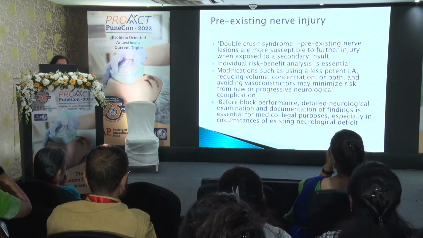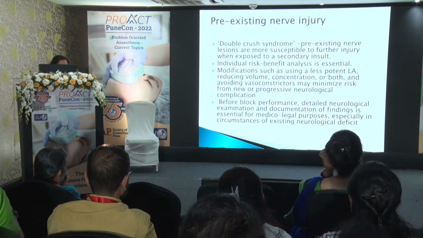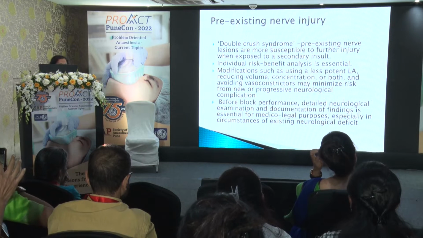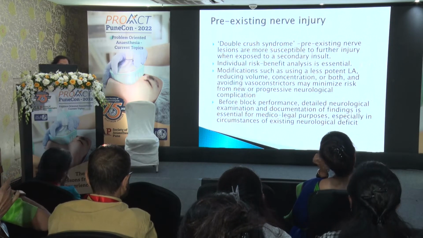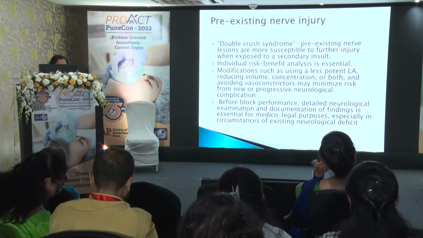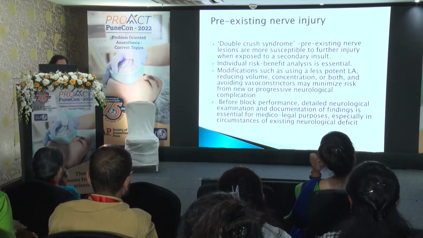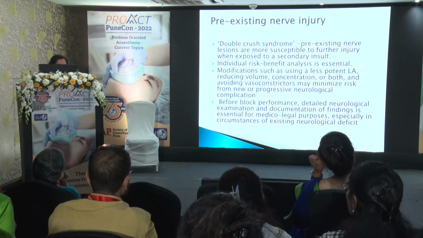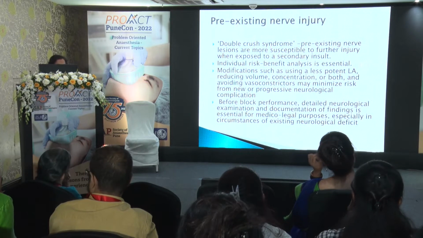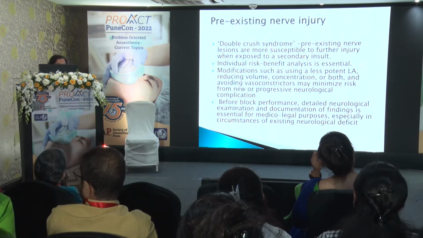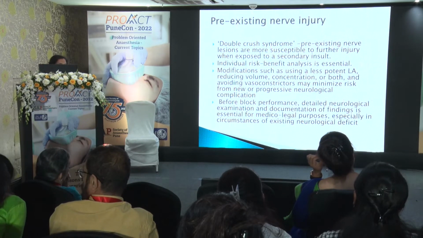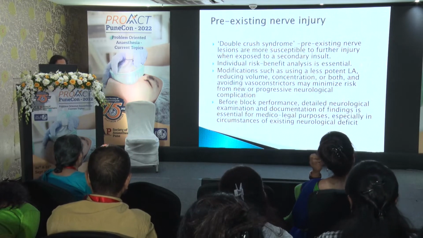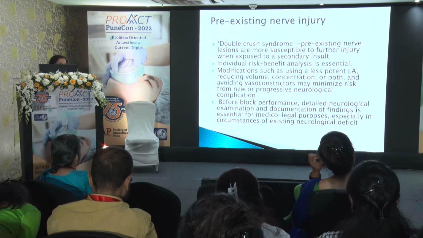There is a concept of double crush syndrome. There is a pre-existing nerve injury, and if we give regional anesthesia, that can lead to exposure to a secondary insult. So it can cause a neurological deficit. So individual risk-benefit analysis discussion is essential. We have to modify our technique by using less potent local anesthetics, reducing volume and concentration, avoiding vasoconstrictors. And the most important factor is that before performing the block, there should be a detailed neurological examination. There should be documentation of the findings for medico-legal purposes if the patient has a neurological deficit.